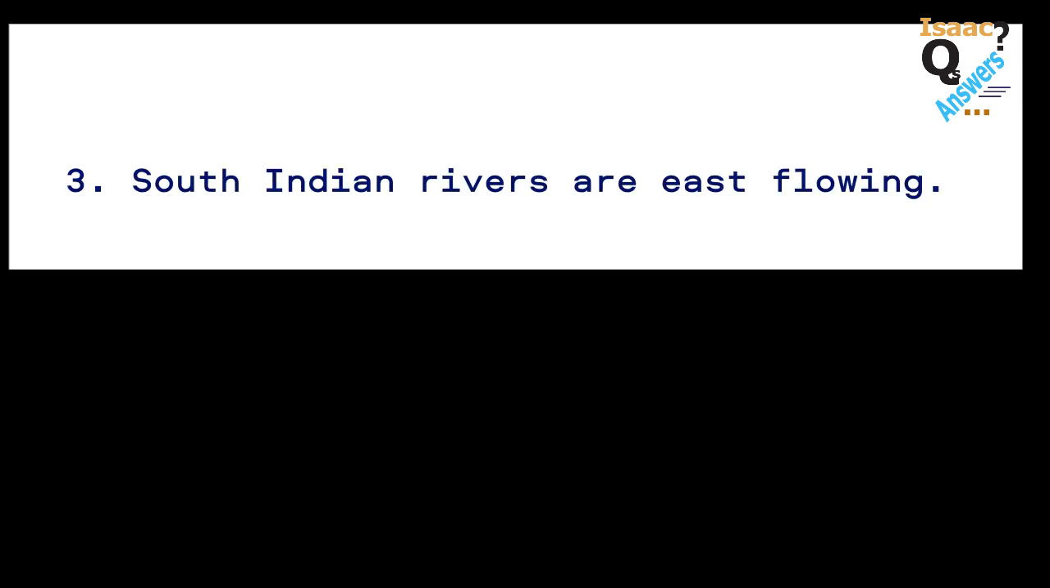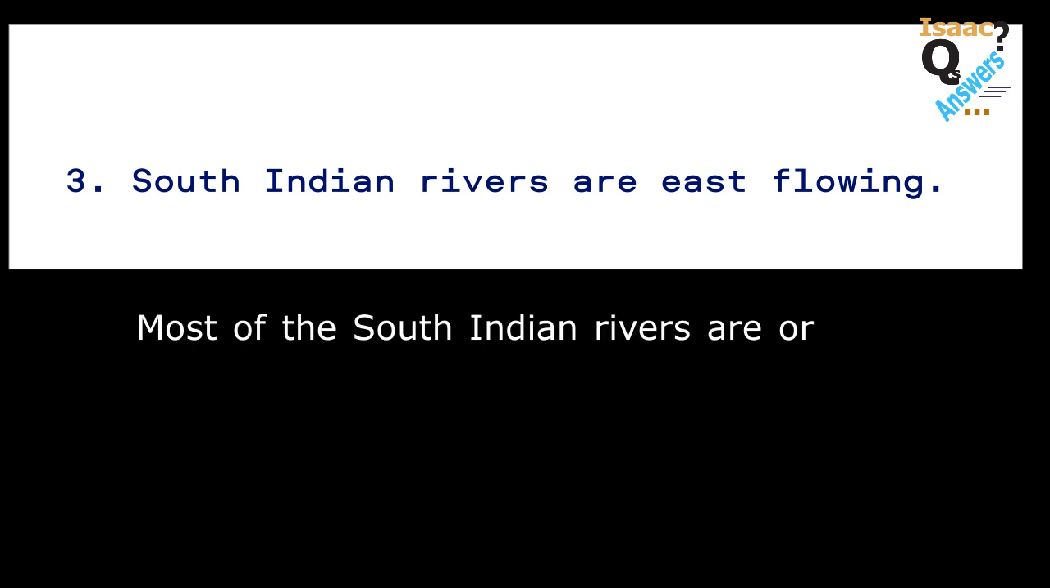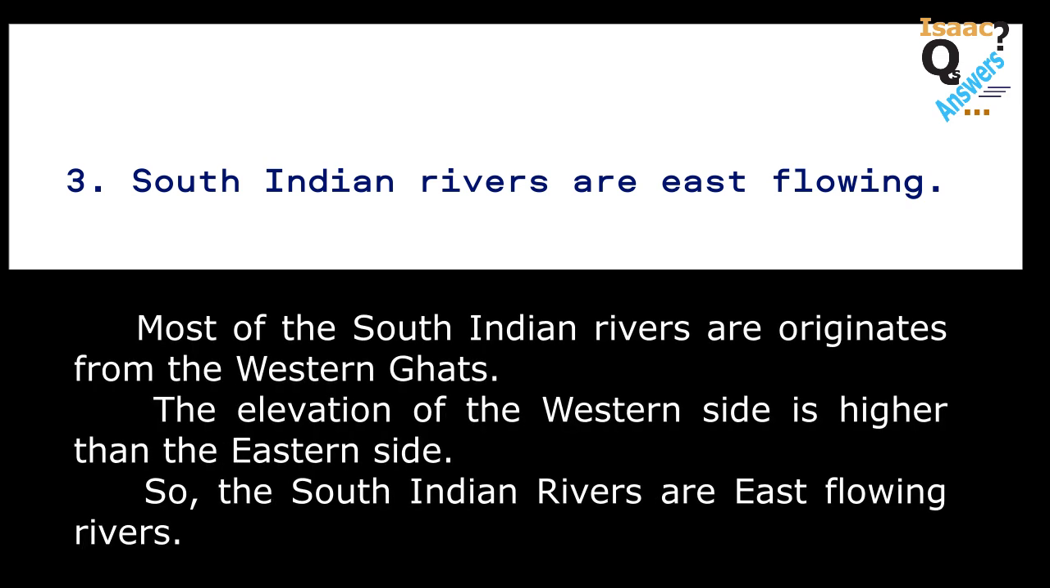Question number 3. South Indian rivers are east flowing. Most of the South Indian rivers originated from the Western Ghats. The elevation of the western side is higher than the eastern side. So the South Indian rivers are east flowing rivers.